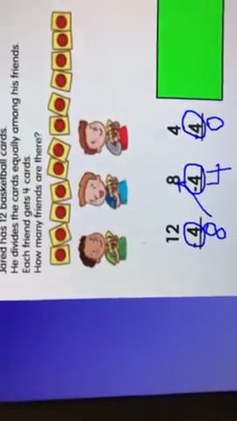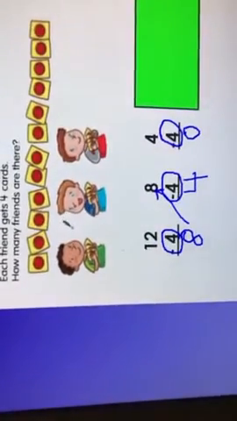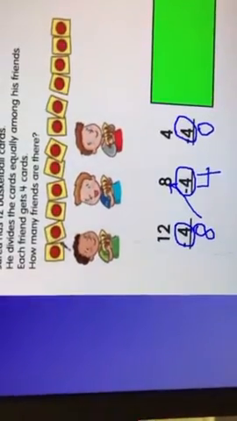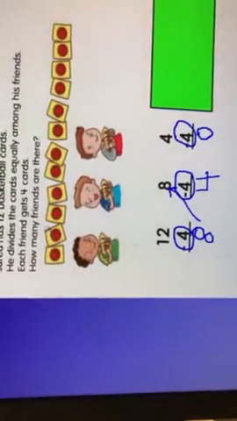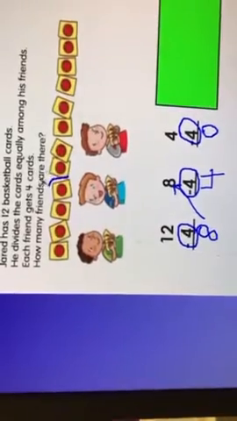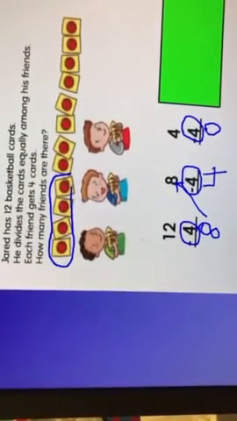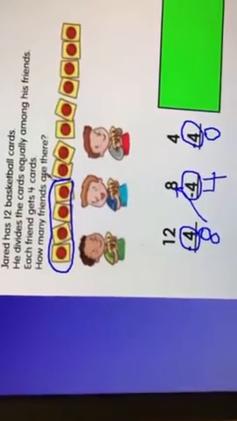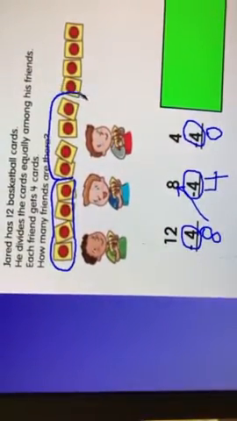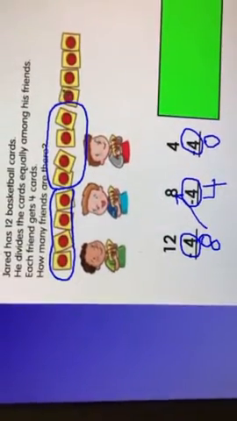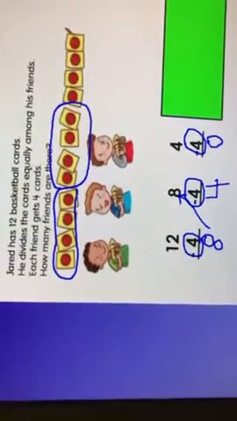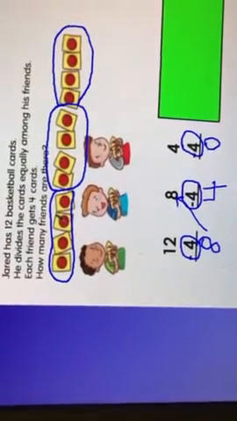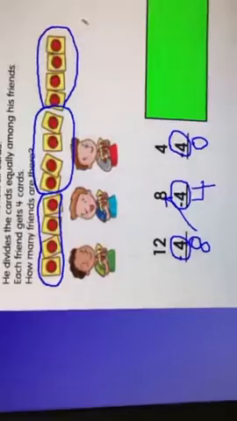So let's check that with our picture again and see if each of 3 friends will get the 12 cards equally. So here's 1, 2, 3, 4. So let's make a circle around that. 1, 2, 3, 4. I'm going to make a circle around that. And here's the next one. 1, 2, 3, 4. And we're going to make a circle around that. So there are 1, 2, 3 friends.